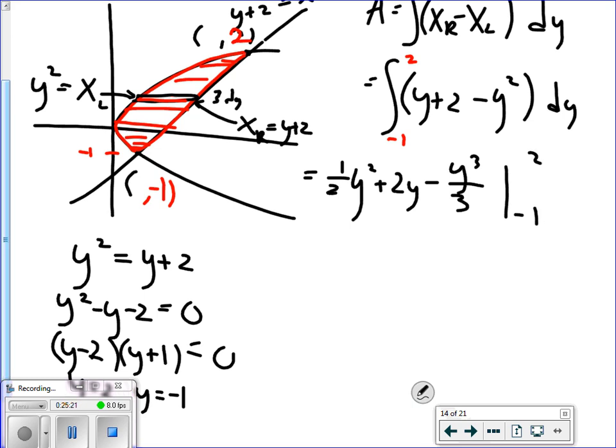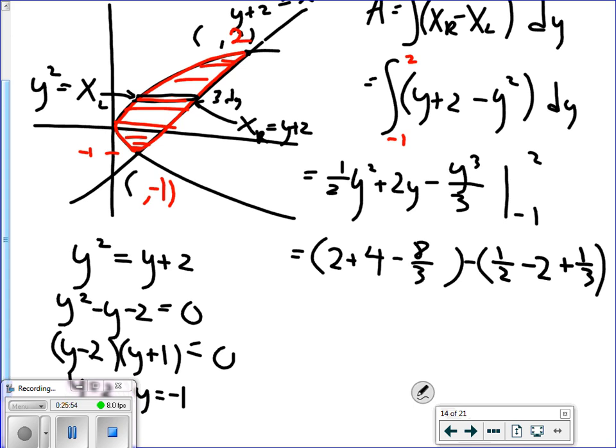And again, if at that point you wanted to check it with your calculator, you just put it in the calculator using Math 9, using x's instead of y's. Then we're going to set up a parenthesis for plugging in the 2 and then the -1. 1/2 of 2 squared is 1/2 of 4, which is 2, plus 2 times 2 is 4, minus 8/3. -1 squared is 1, so that's just a half. 2 times -1 is -2, and then it's going to be plus 1/3.